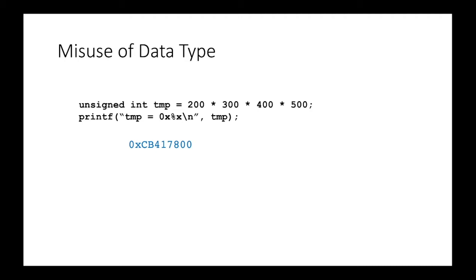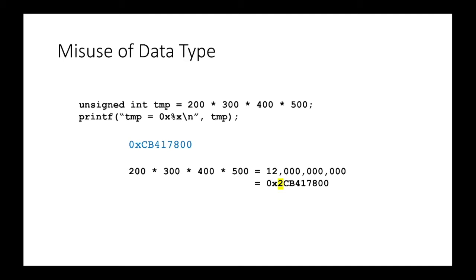Let's think about why the size of a data type is important when we program. Here is an example. We declare an unsigned integer variable tmp and initialize it with 200 times 300 times 400 times 500, which is 12 billion, or 2CB417800 in hex. The problem here is that this number needs more than 32 bits to be stored. An unsigned int variable can hold only 32 bits.